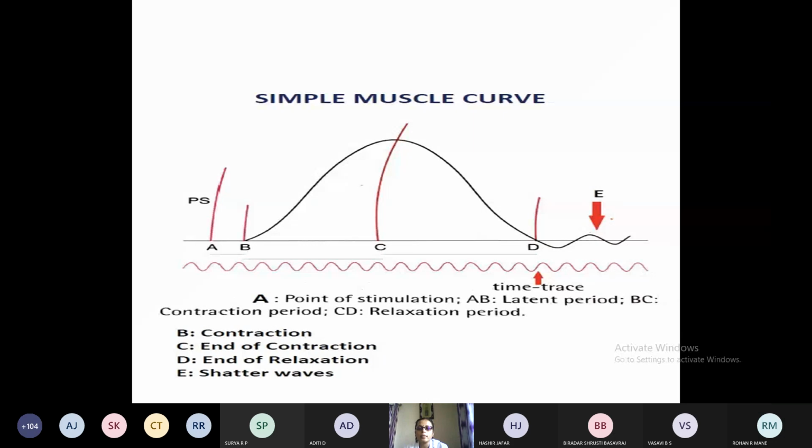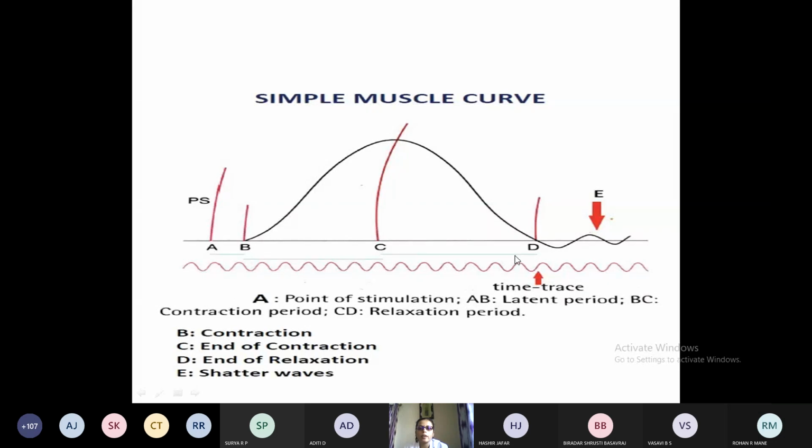What is required is an electric supply. Why is it so? Because we have to stimulate the nerve, which is going to cause the effect on the muscle. So the electrical supply is required also. Coming to the very basic curve, that is the simple muscle curve, or also called the simple muscle twitch, it has very important components.